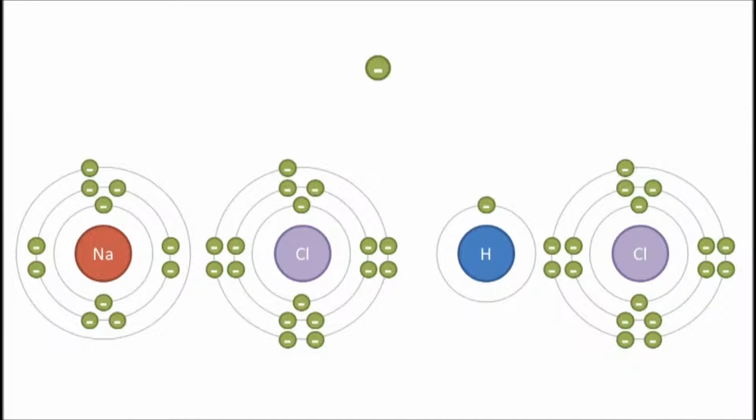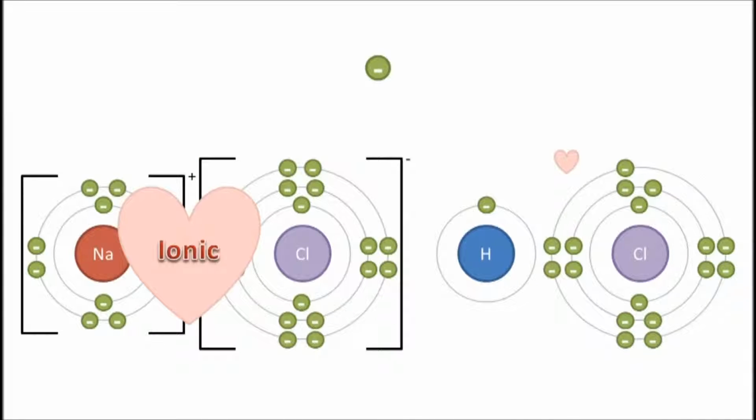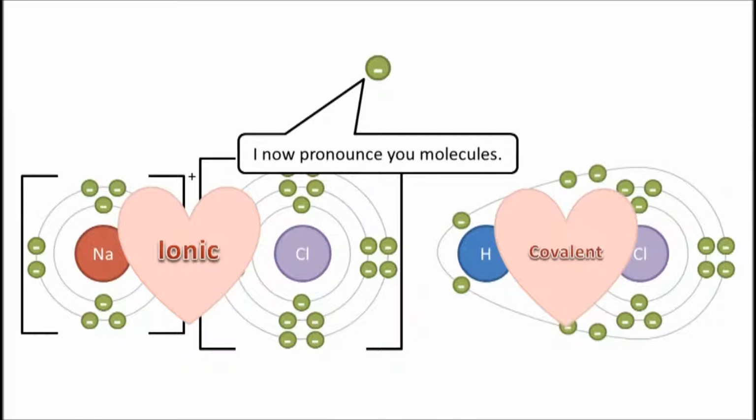Electrons are also responsible for the bonding between atoms by playing matchmaker when these atoms form a stable noble gas configuration. Atoms can bond by giving electrons to other atoms, forming ionic bonds, or by sharing electrons amongst themselves, forming covalent bonds. These match-made bonded atoms are called molecules.